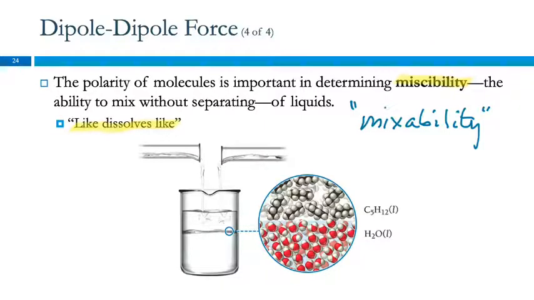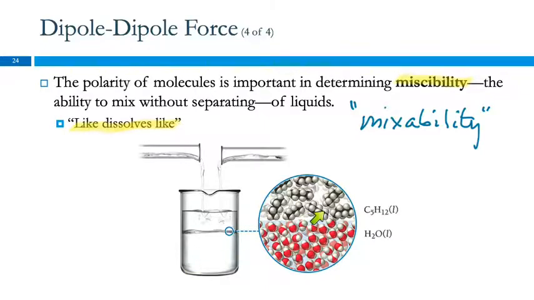And this allows us to predict, are these two liquids going to mix together or not? We do that by looking at, are they polar or nonpolar? Two polar substances will probably mix. Two nonpolar substances will probably mix with each other. But a polar and a nonpolar will not mix. So if they are alike in their intermolecular forces, they will probably mix.